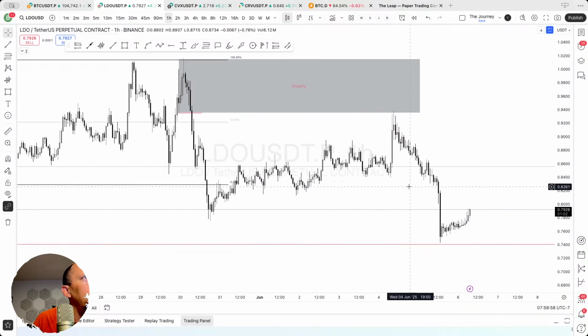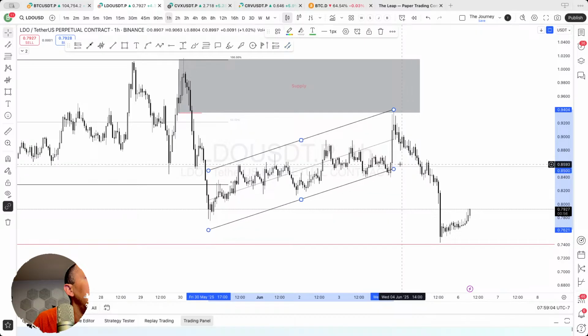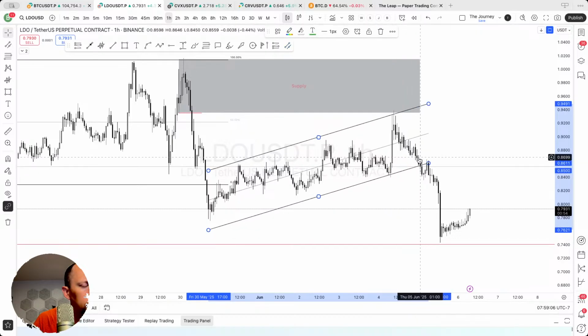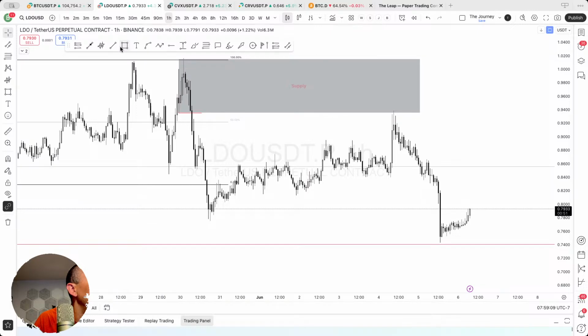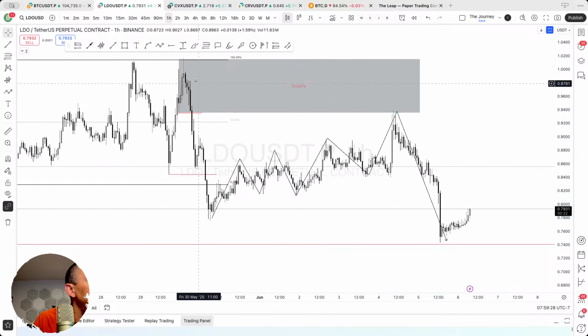All right, and then we kind of bear flag up into that supply. Again, not a pattern trader, just pointing out what I'm saying: you broke this low, and you kind of formed upward structure only off of the low. And then you came down and you lost that structure.